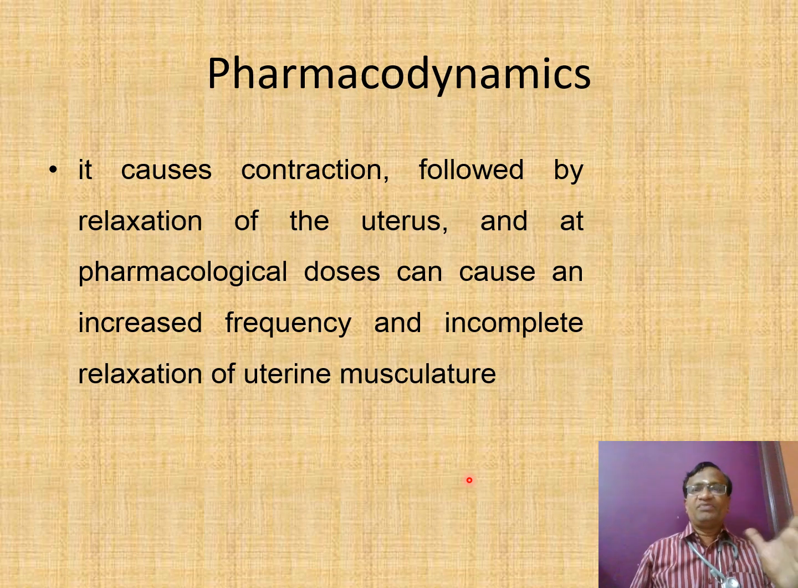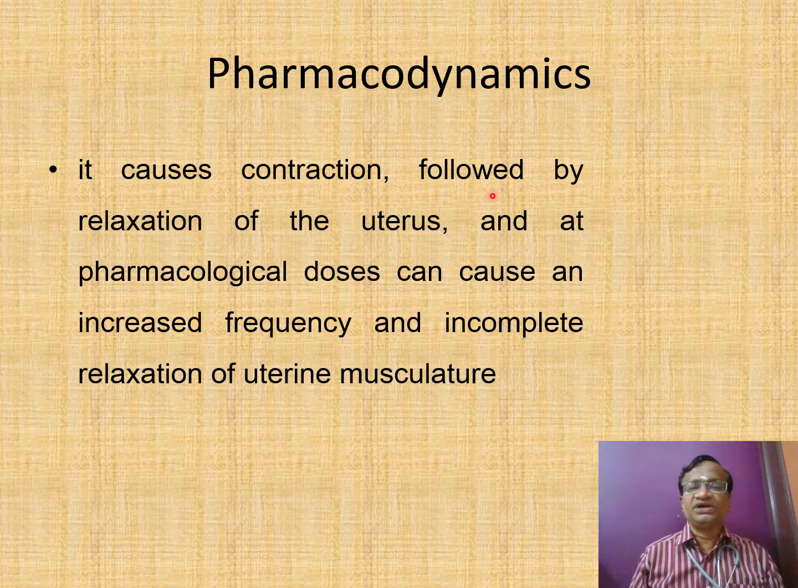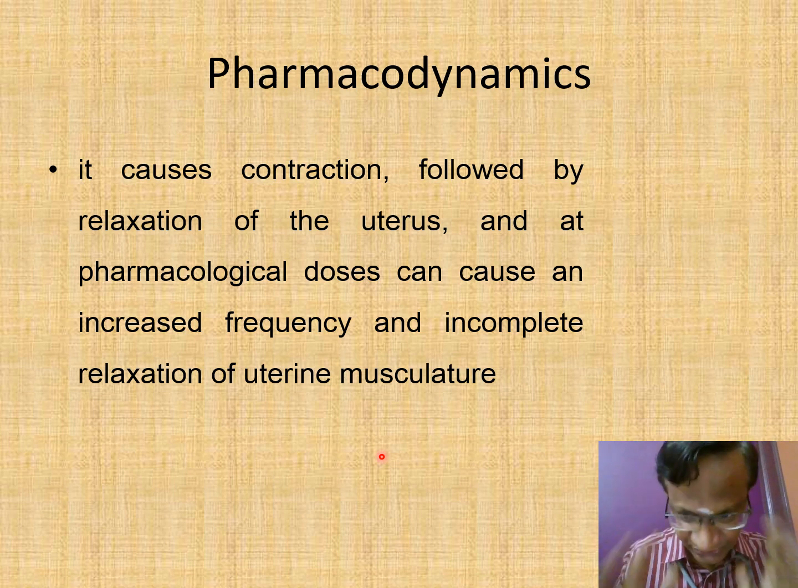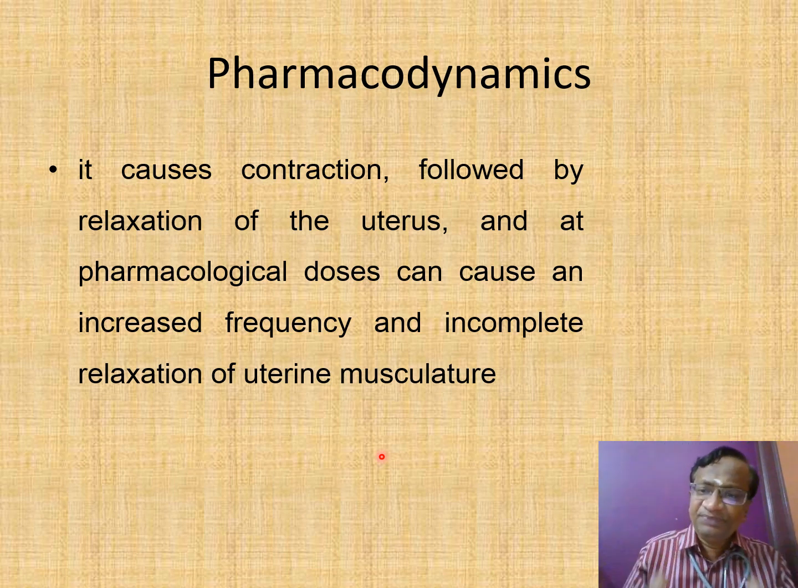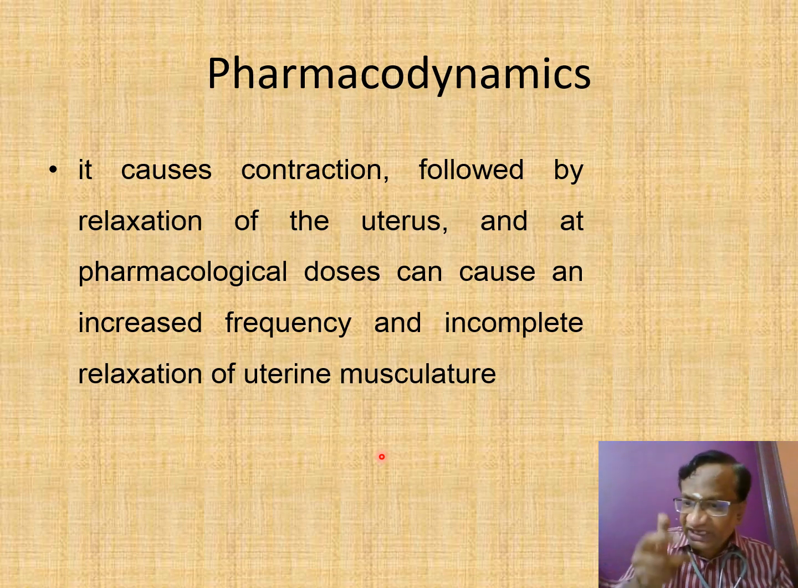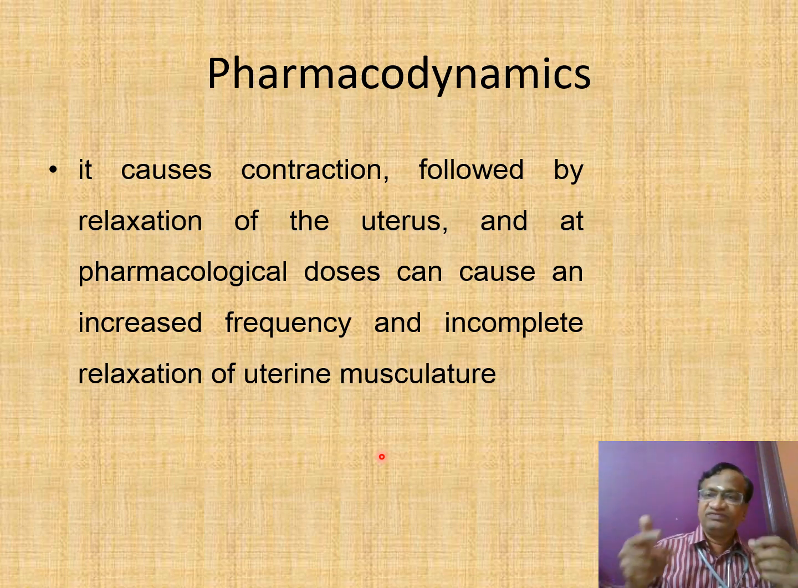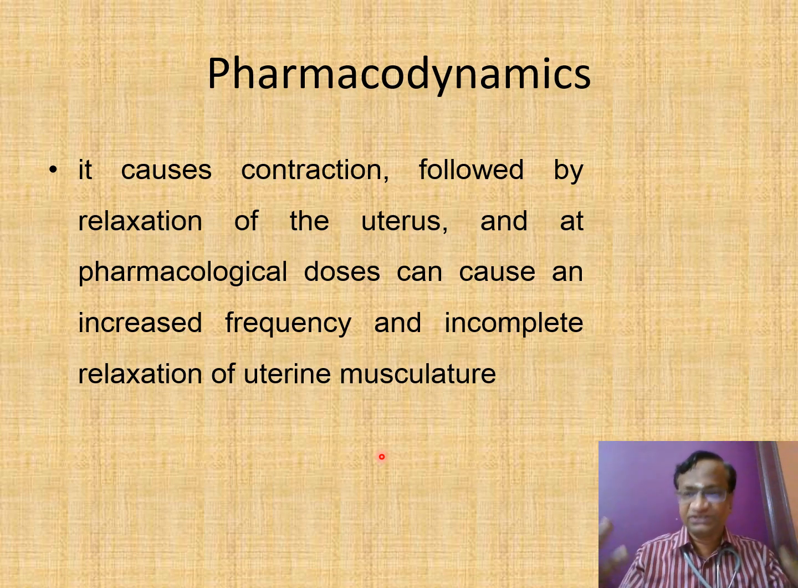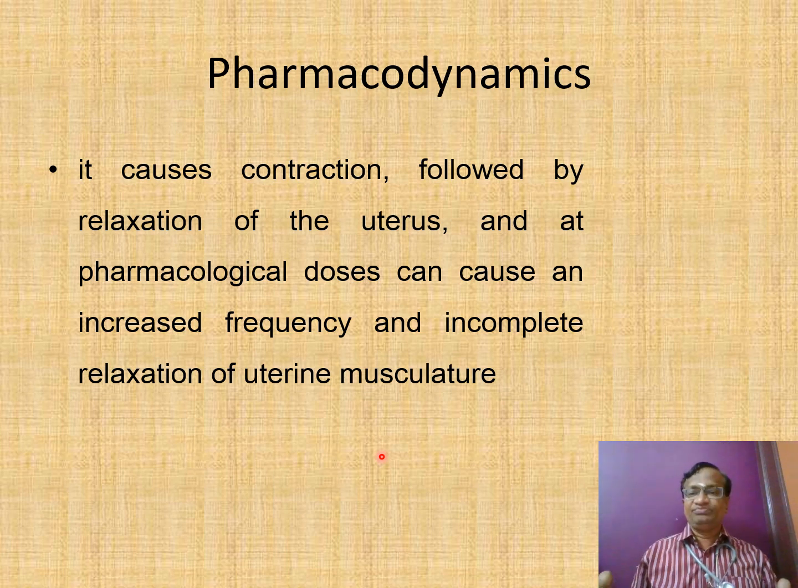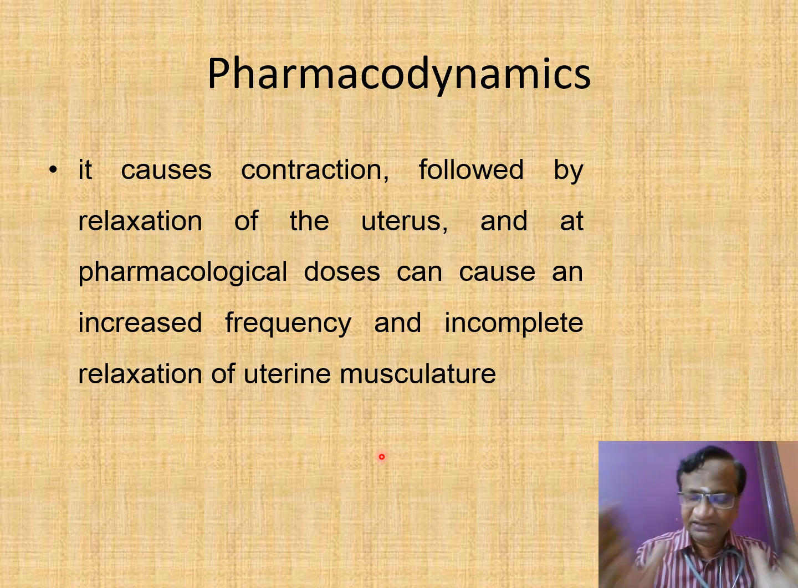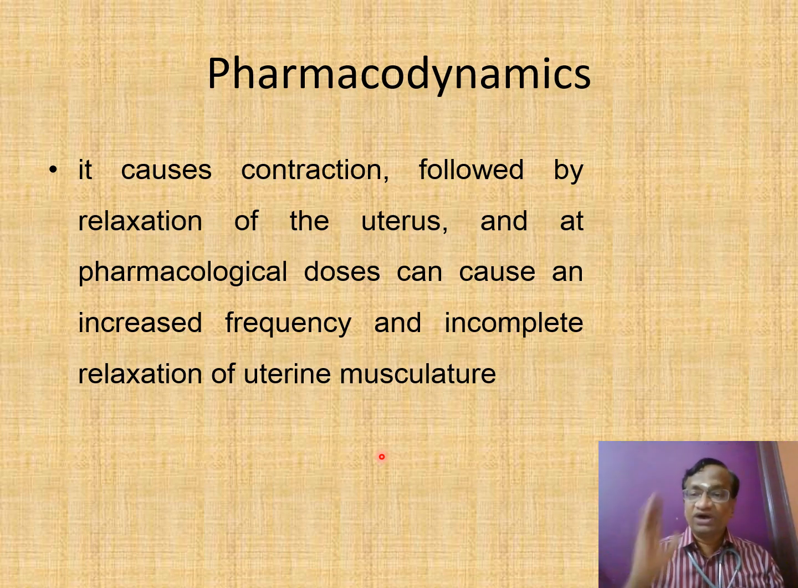So what is the pharmacodynamics? It causes contraction, that is very important, followed by relaxation of the uterus. Pharmacological doses can increase the frequency and cause incomplete relaxation also. That is what is important in oxytocin, which is why people use it as an infusion. That is why we give IV followed by IM, or IV followed by an infusion. Sometimes it can cause a contraction followed by an incomplete relaxation, so we need to titrate the drug continuously till we get what we need.